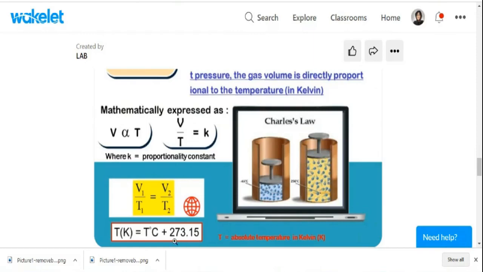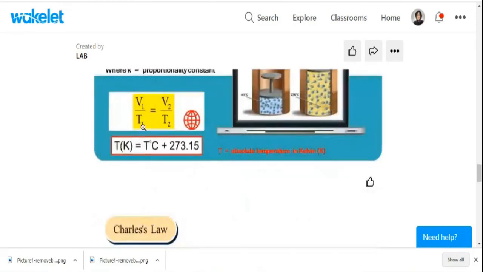Plus 273 or 273.15, both acceptable. Since V is directly proportional to T, meaning that V over T equals K, where K is the proportionality constant, we form the formula for Charles' law, which is V1 over T1 equals V2 over T2.